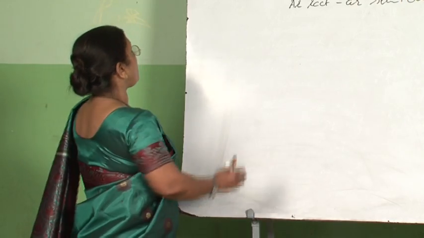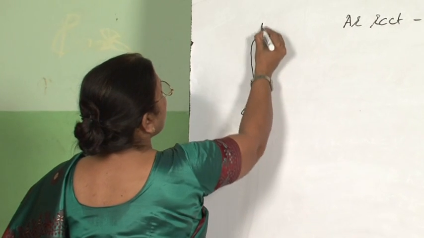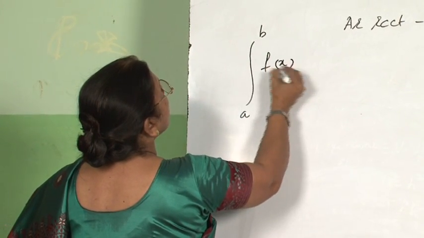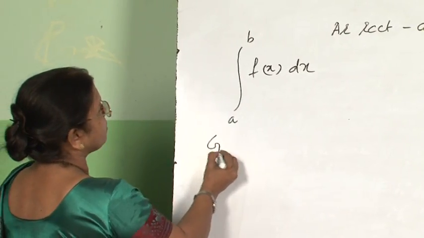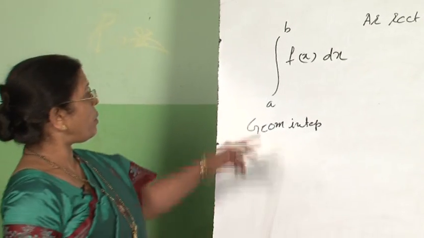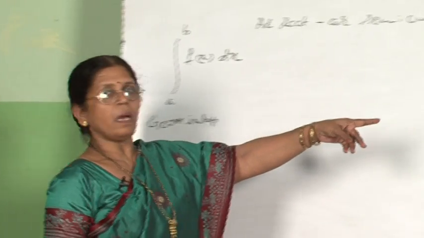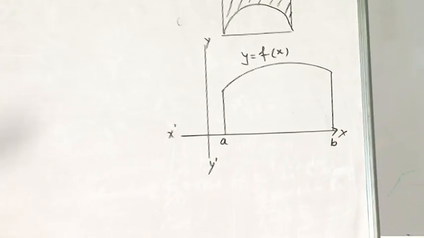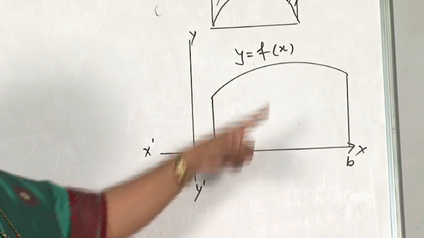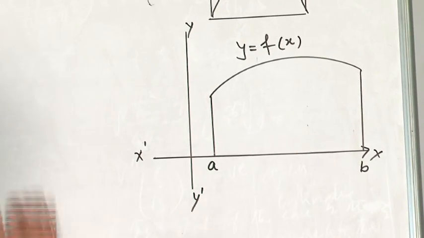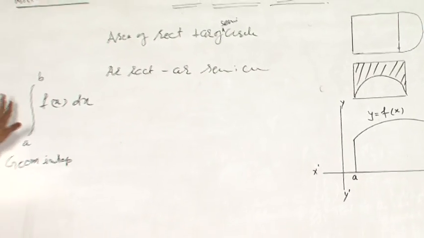Now, what is the meaning of enclosed figure? Now, let us consider the integral from a to b of f(x) dx. Now, geometrical interpretation of this function is the area enclosed by the curves y is equal to f(x), x is equal to a, x is equal to b and the x axis. So, this enclosed figure is the geometrical interpretation of this integral.